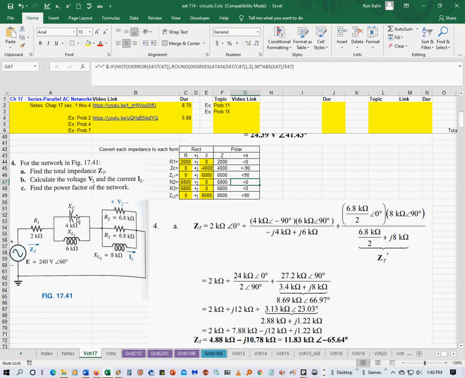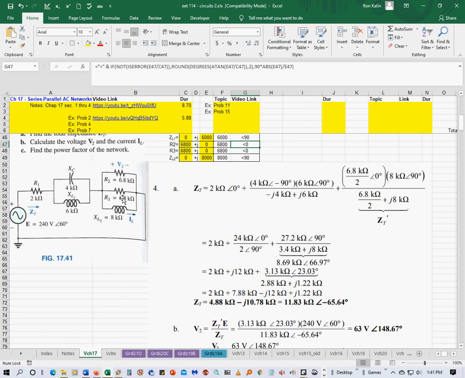What I see a lot of students do is write those numbers right next to each one for visualization reasons. The R's you really don't need to, they're understood to be plus J0 or an angle of 0, but for the inductors and capacitors, you should probably do that. It just makes things easier to visualize. So we can see that these three are in parallel, and then that equivalent impedance is in series with these two in parallel, and then all of that is in series with this.